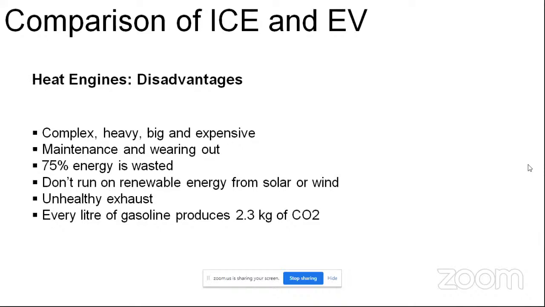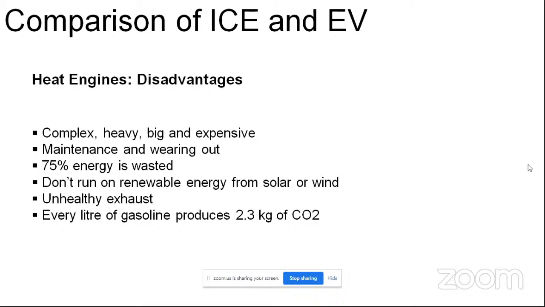And in terms of energy, they are 75% not efficient. Their efficiency is only 25%. If we talk about supercars like the Bugatti Veyron, in that case it is 90% not efficient. Only 10% of energy is converted to BHP, brake horsepower. This kind of inefficiency is there in heat engines. They don't run on renewable energy like solar or wind. They always use conventional fuels, petrol, diesel, and so on.